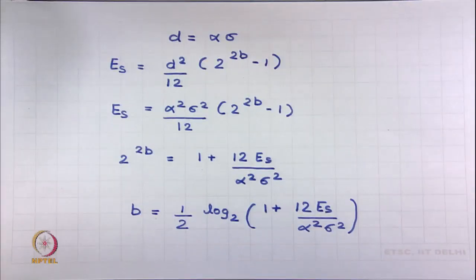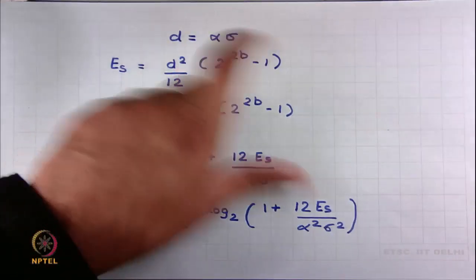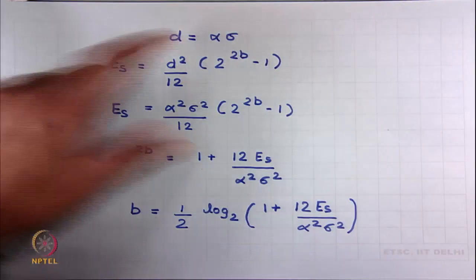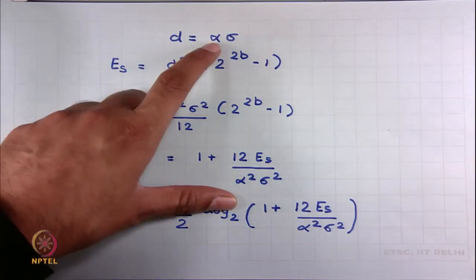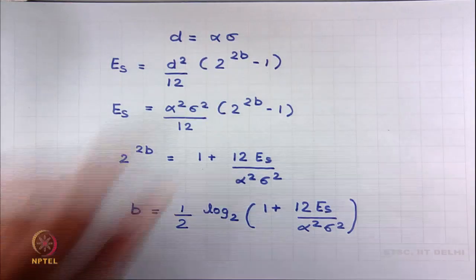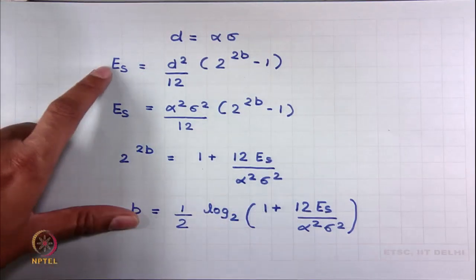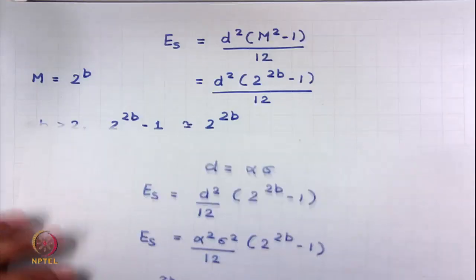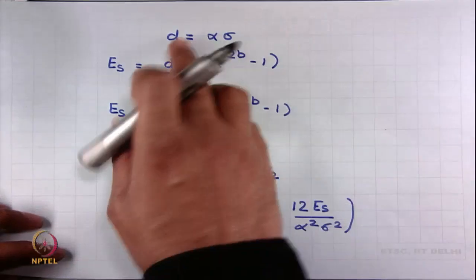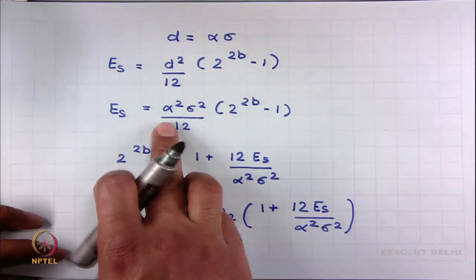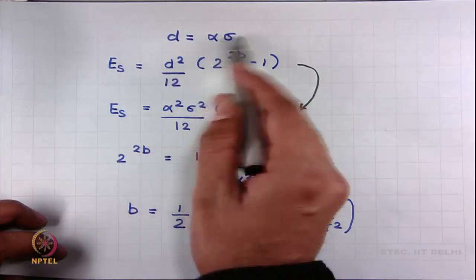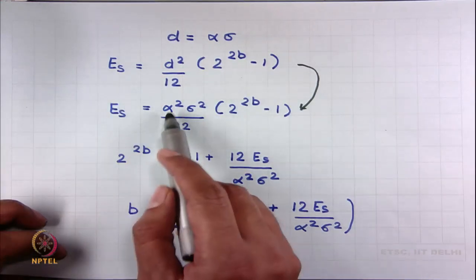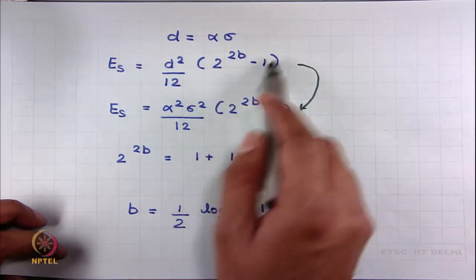Let us look at one more thing. Suppose we have chosen d as some constant times sigma. We know that the distance between the symbols has to be chosen such that they are larger than the standard deviation of noise by some constant. Then from this expression, which we have already derived here, substituting the value of d as alpha times sigma, I can get this expression. So, d is just alpha times sigma. So, Es becomes alpha square times sigma square by 12 and this thing.